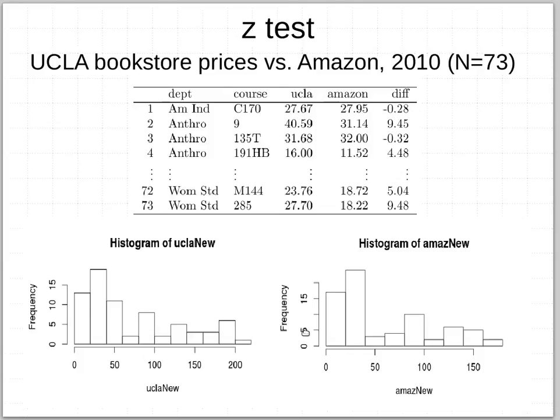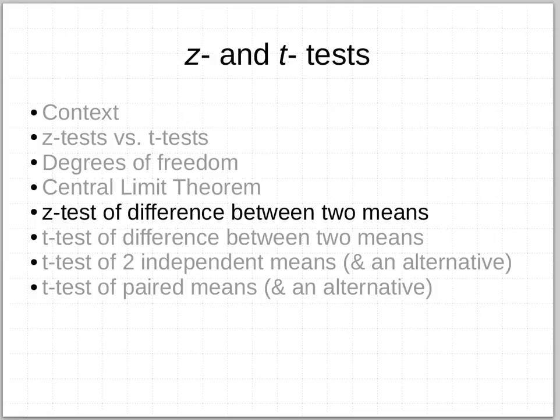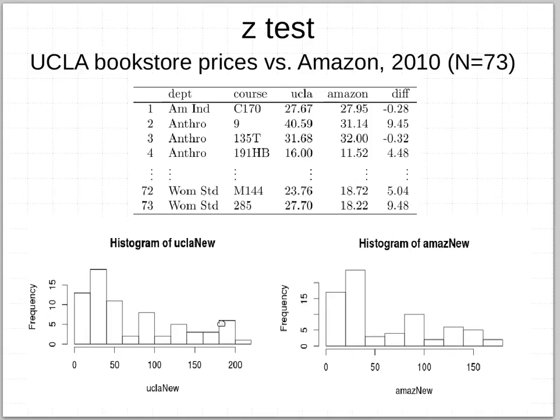You get these two different histograms. Notice that those don't look very normal. The histogram of the UCLA new price looks like a lot of them are less than $50, and essentially the same idea with Amazon. So you might say they look kind of similar in general, but if we're asking this fundamental question, what about the difference between those two means? That's a z-test. We can ask, what is the mean of the UCLA new prices, and what is the mean of the Amazon new prices?